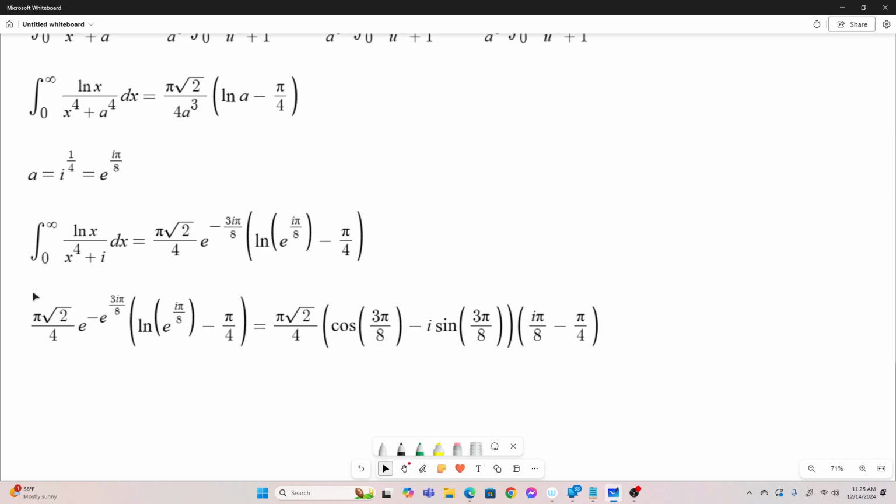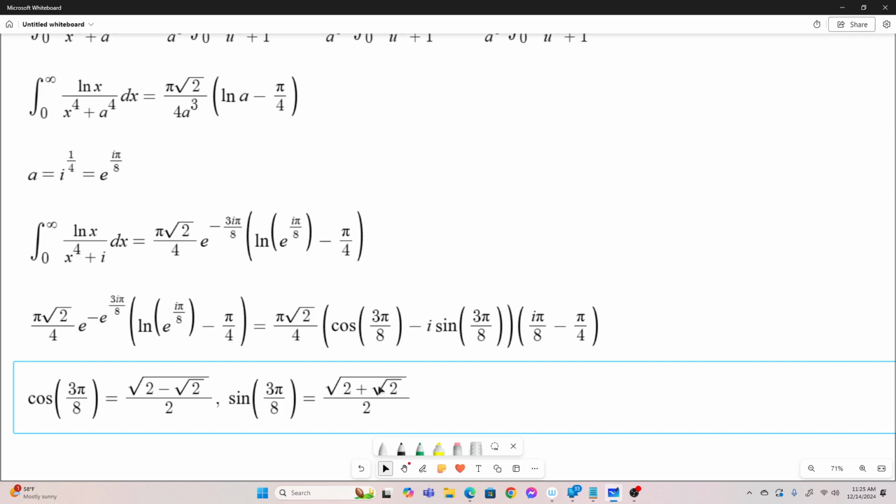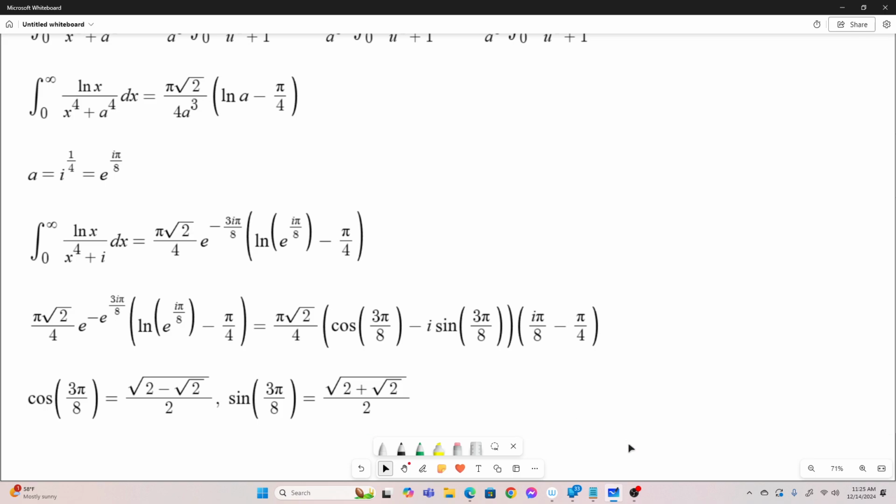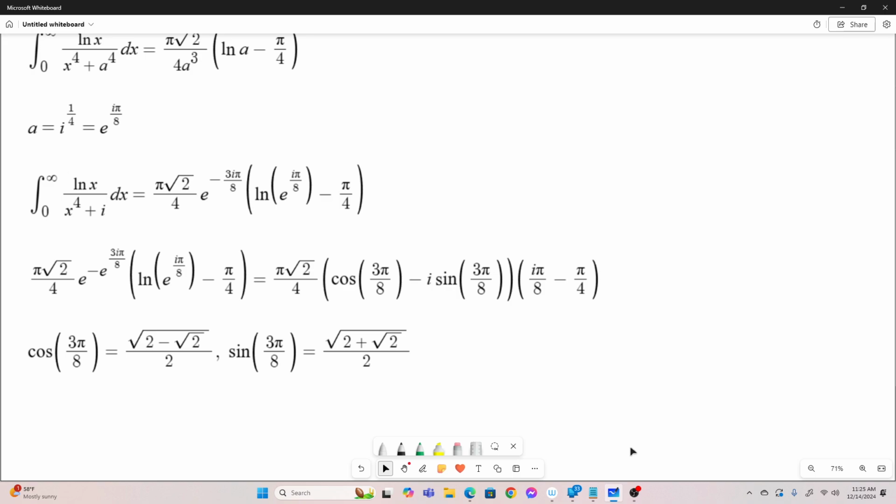So now we have this. Don't forget, this part right here is actually this. We'll be using that later. But for now, this is equal to this. And then we need to state the values of cosine and sine of 3 pi over 8. Those are not well-known trig values, but they're easily derived using the half-angle identities for sine and cosine at pi over 4, or I should say at 3 pi over 4.